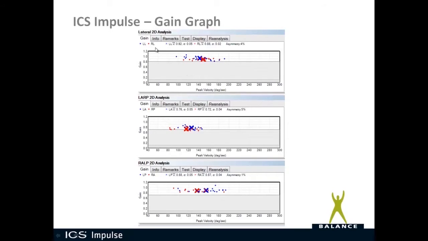The other thing the gain graph tells you is the mean gain. So at the top here, left lateral mean gain is 0.92, and the standard deviation is 0.05. The right lateral mean gain is 0.88 with a standard deviation of 0.02. And the other thing we introduced, which we will talk about, is the asymmetry.